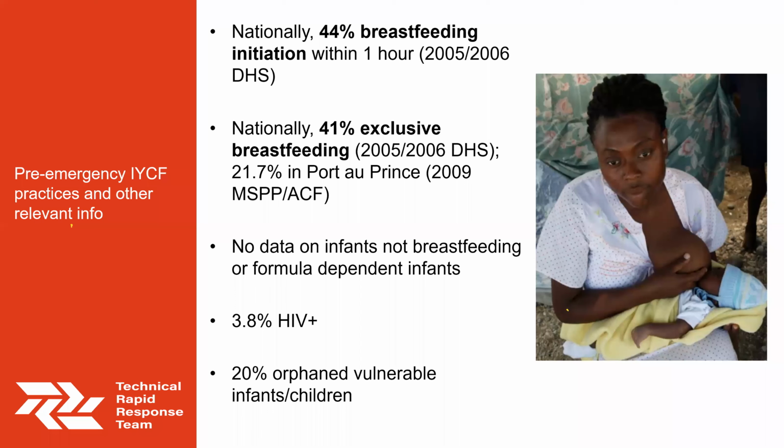Two other important features of the context. One was that Haiti had the highest HIV prevalence in the Caribbean, at 3.8%. And the other was that a fifth of infants and children were classified as orphaned and vulnerable children even prior to the earthquake. So these factors further complicated the design and implementation of the effective response to protect, promote, and support optimal infant and young child feeding practices.